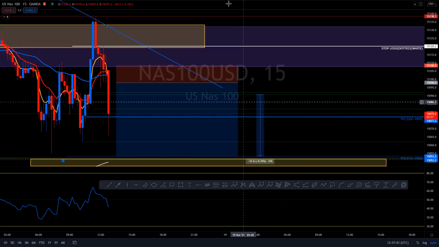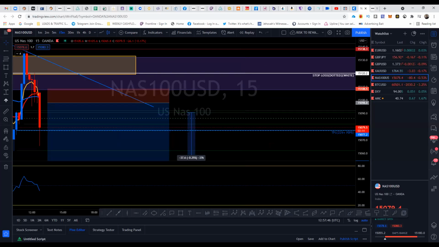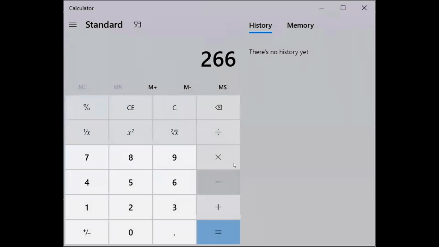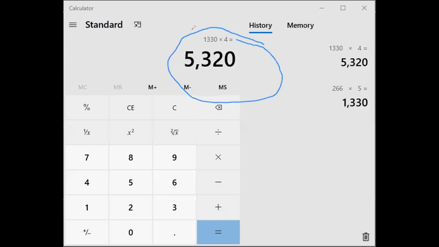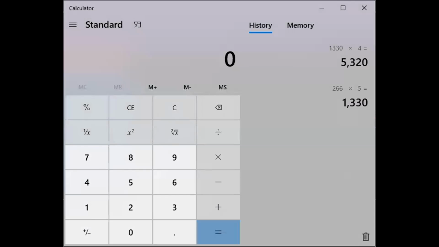Not bad. So if we actually calculate that, I'm going to bring up the calculator. So 266, if we times that, did that 5 days a week, 4 weeks, which is in a month, that's over 5 grand. It's not bad at all. So we did pretty good on this trade. This is proof that both of these indicators are very accurate, very useful.